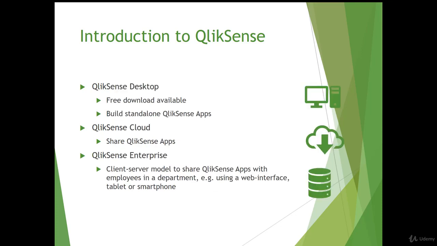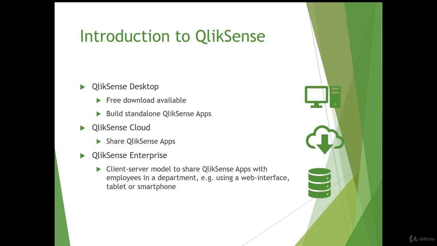There are 3 different versions of QlikSense. First of all, you have QlikSense Desktop. QlikSense Desktop is a standalone version for your desktop where you can build local apps. You can also import those apps to the QlikSense Cloud. QlikSense Cloud is mainly used for sharing QlikSense apps and also sharing data used for those apps.